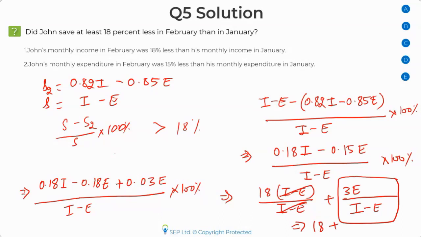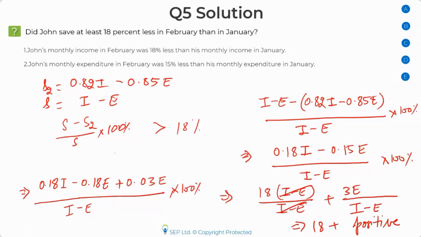If you have to understand it this way, I'm getting 18 plus something else. All I am interested in finding out is whether this is positive or not. See, this is clearly positive. Why am I saying that? Because I know E, the expenditure, was positive, and I know that last time he saved something, so I minus E is also positive. That is also known to me. So this is something positive over here, something positive over here, with 18. So this is clearly more than 18%.